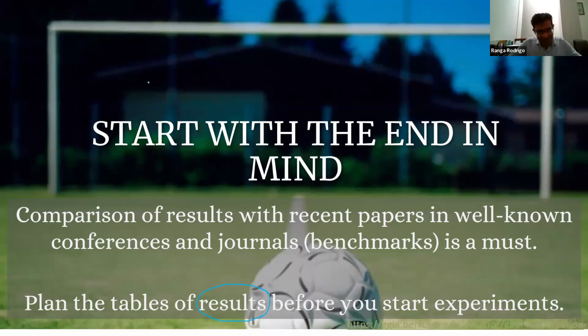this existing table, the table that was published last year by well-known researchers, so that you can show that your results surpass existing results. So a paper without any comparison of numbers, without any comparison with results, at least in my area, with the recent well-known papers in well-known journals and conferences, is no paper. It's no paper. Do not even get into that area. Even if someone tells you, without comparison of results, we have no paper. Comparison of results with recent papers in well-known conferences and journals, those are the benchmarks. It is a must. Plan the tables of results before you start the experiment.